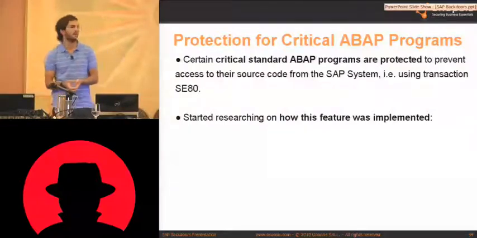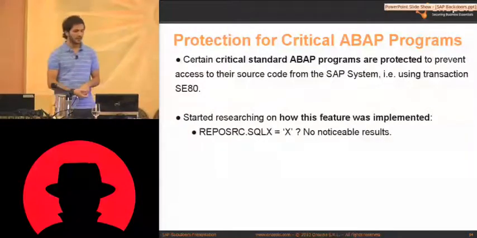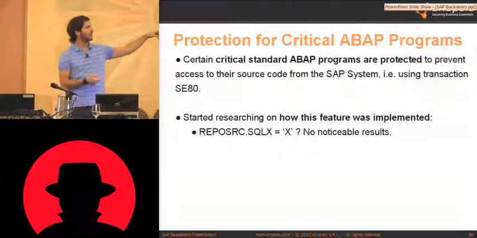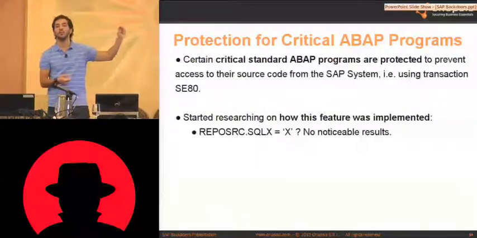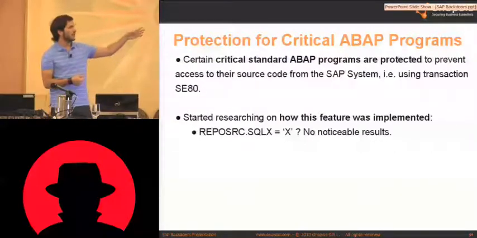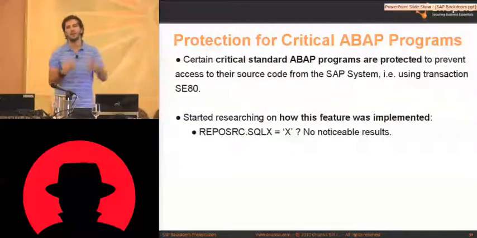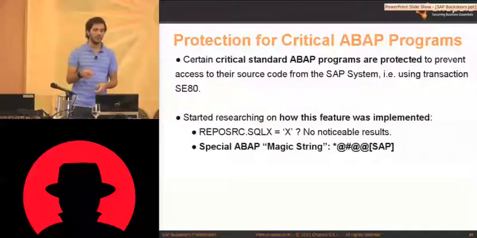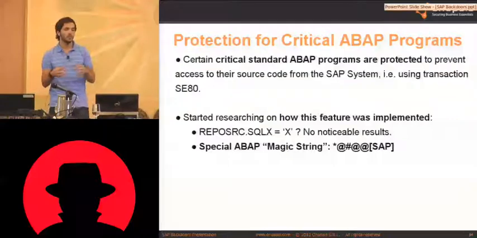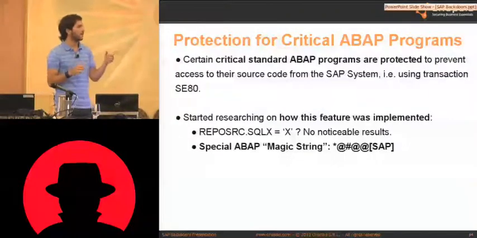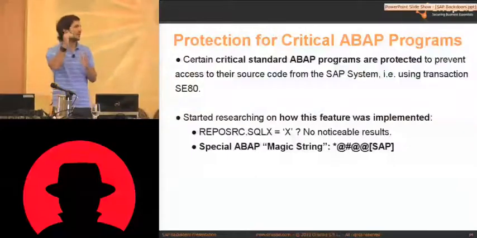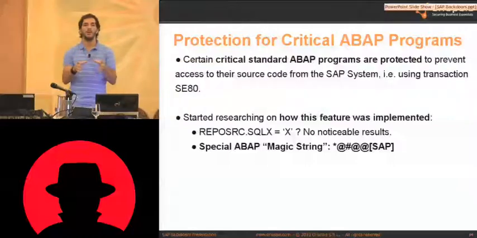So I was trying to figure out how this was implemented in the system. The first thing that I saw was this report table where the source code is stored, which contained a field, SQLX, that was described as source code protection. So I removed the X for many reports, but I still couldn't access them. Then I realized, and I also found it online later on, that there was a special ABAP magic string. That's that one. So if you develop your ABAP program and you include that line at the very first line, you will prevent anyone from looking at that source code.